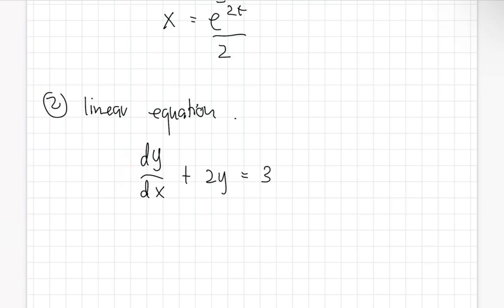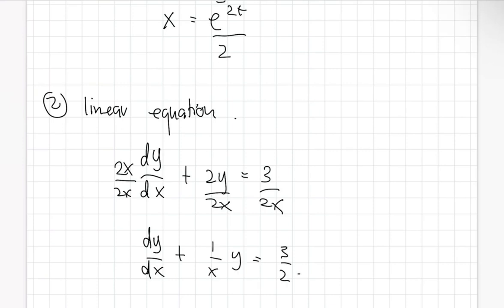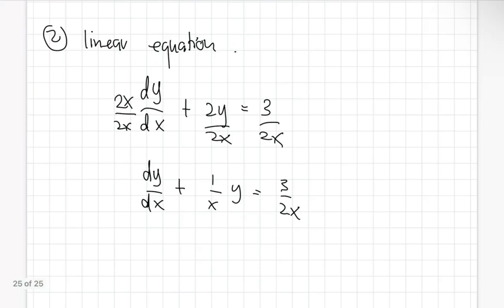For example, if this is 2x, you need to divide everything by 2x. So 2x divided by 2x, here also divide by 2x, here also divide by 2x. So you have dy/dx plus 2 divided by 2x, so (1/x) y equal to 3/(2x). So this one is in linear form, the standard linear form.